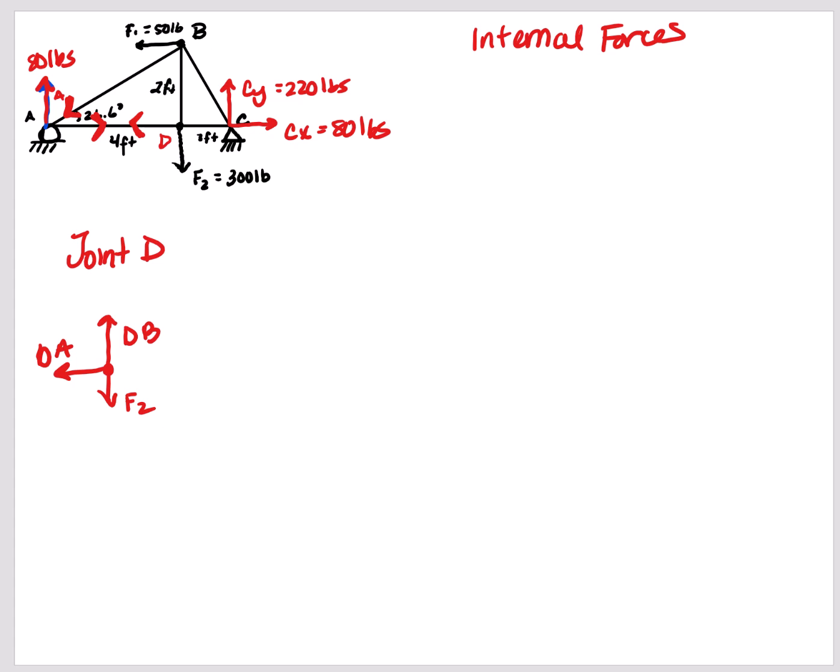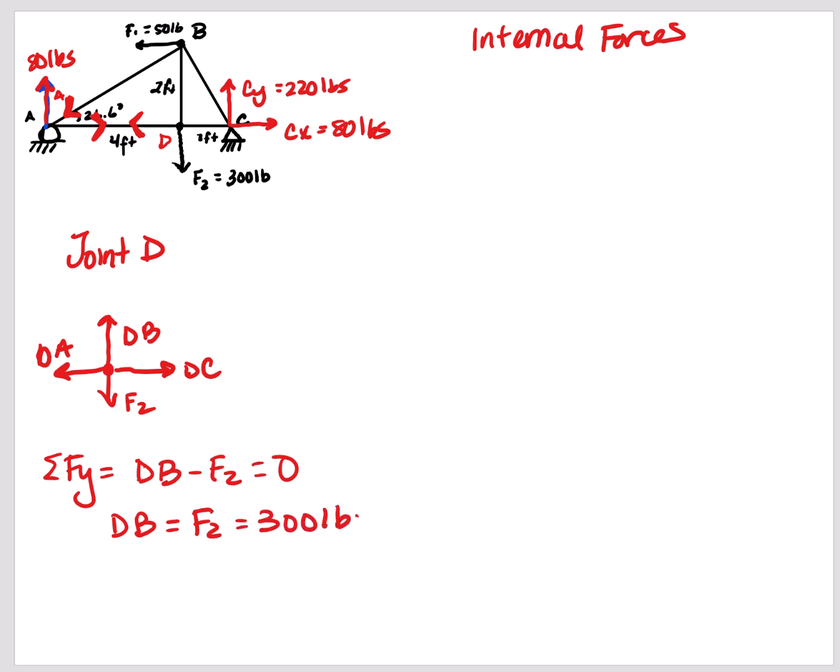So that means that DC must oppose it and go to the right. All the vectors are parallel and perpendicular. I do not need to resolve vectors. So all I'm going to do is write my Fy equation. My Fy equation going up is dB minus F2, which is going in the opposite direction, equals 0. So dB is equal to F2, and F2 was 300 pounds, came out positive. So I drew my direction correctly, and it's going up.